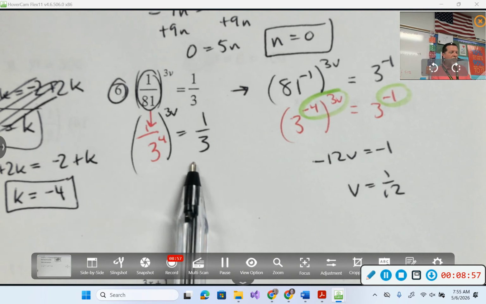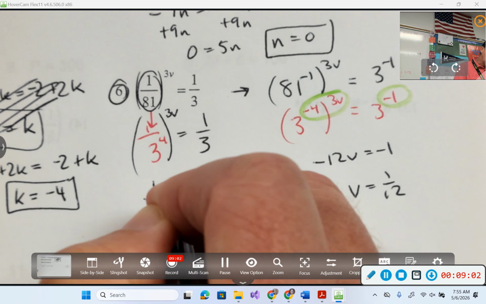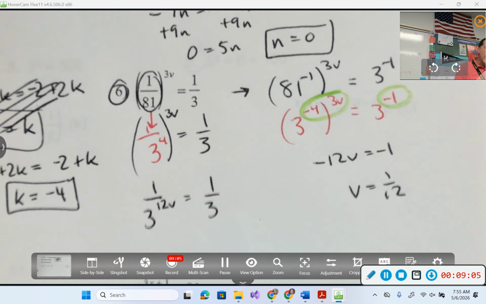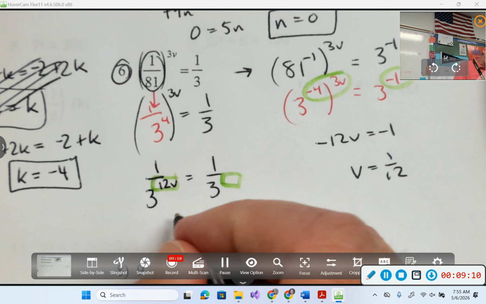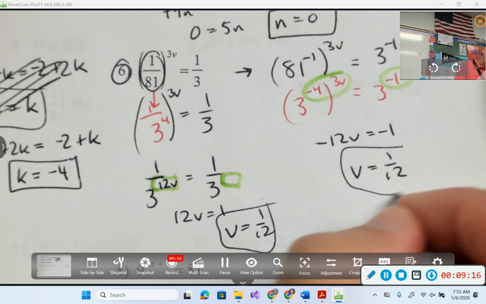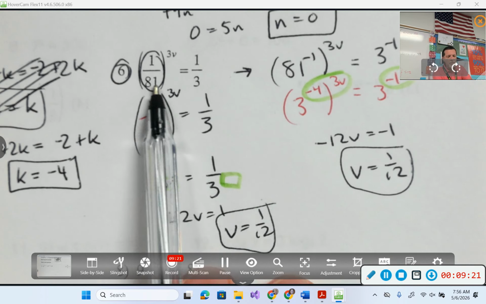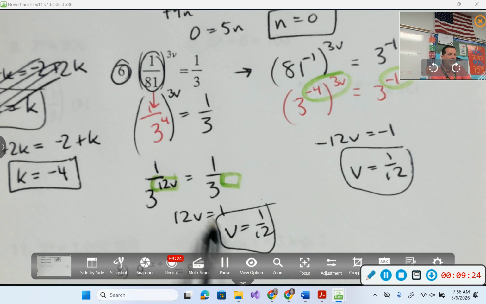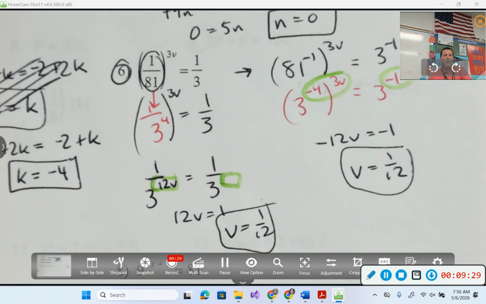For you guys that left it as a fraction, that's fine. You'd have 1 over 3 to the 12v equals 1 over 3. So then you can say that 12v equals 1 and v equals 1/12. So either way, a couple ways to get there on that one. One way would be to kind of flip them so you're not dealing with fractions. The other would be like, well, they're both fractions, so let's just leave the fractions alone and go from there. Okay, I think I feel better about those after an extra 3.